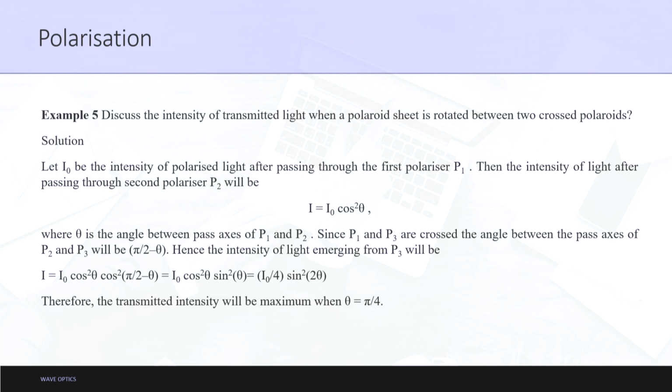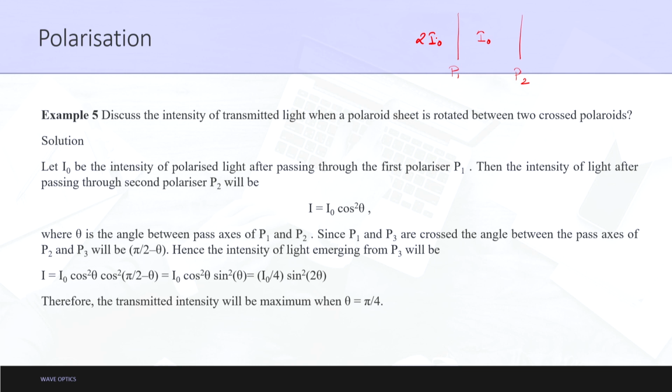Okay, so now let us move on to one of the questions for this intensity concept, of how it will change for two different scenarios, two different Polaroids. Discuss the intensity of transmitted light when a Polaroid sheet is rotated between two crossed Polaroids. Please look over the solution here. Let I naught be the intensity of polarized light after passing through the first Polaroid P1. Let us suppose this is the Polaroid P1 and this is the Polaroid P2. Then we are assuming that the intensity I naught is the intensity after Polaroid P1. This is the intensity I naught, that means that the intensity here was 2 I naught.